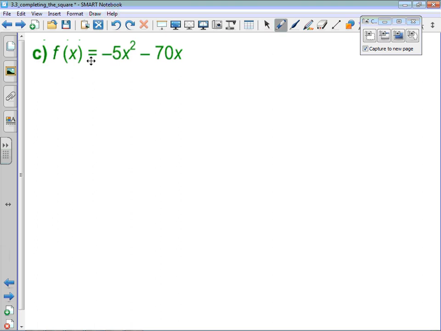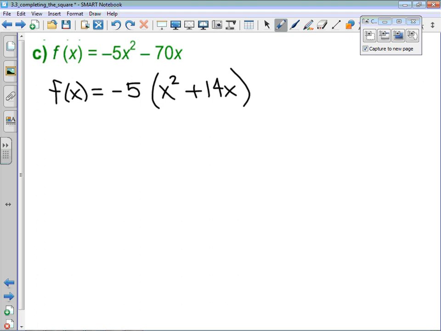So the first thing I'm going to do is factor that coefficient, -5 in this case, out of any term that contains an x. So -5x squared divided by -5 is positive x squared. -70x divided by -5 is going to be positive 14x. All right, now I'm going to write that again.